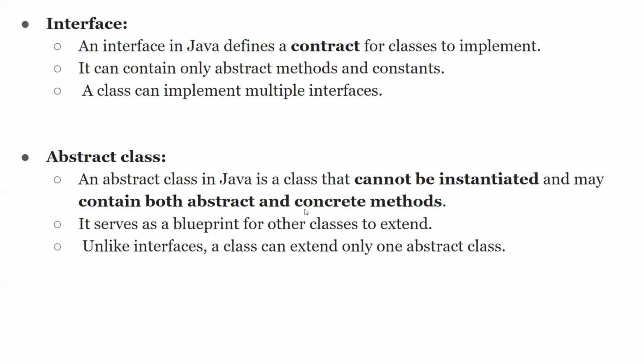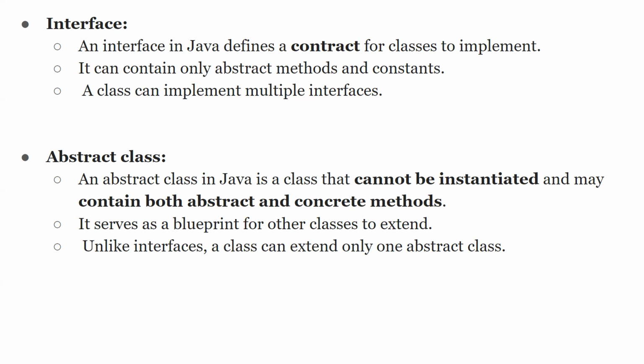So it can contain only abstract methods and constants. Abstract methods are nothing but virtual methods or non-implemented methods. In Java, we call them abstract. Abstract methods are methods that don't have bodies. Methods that do not have a body are called abstract methods.